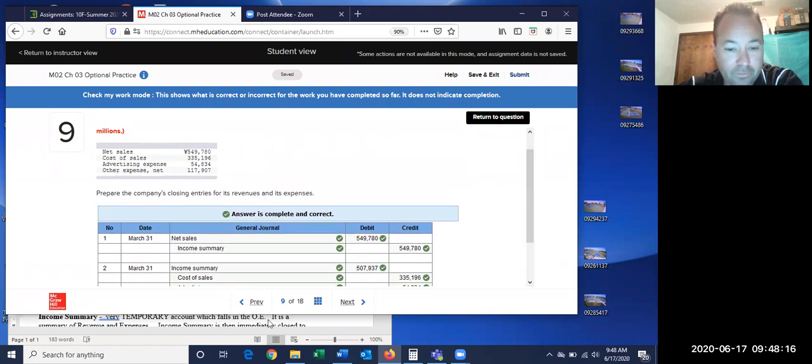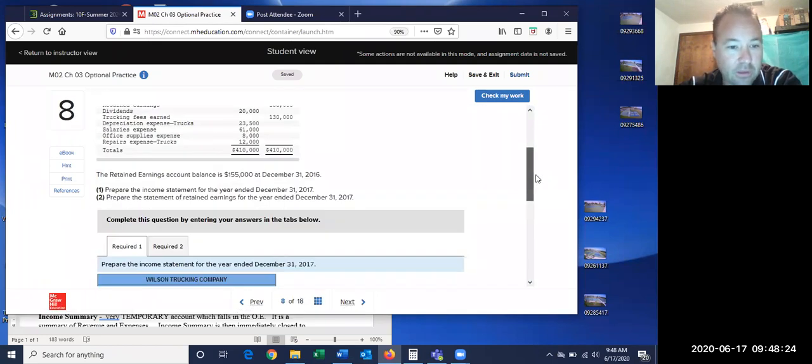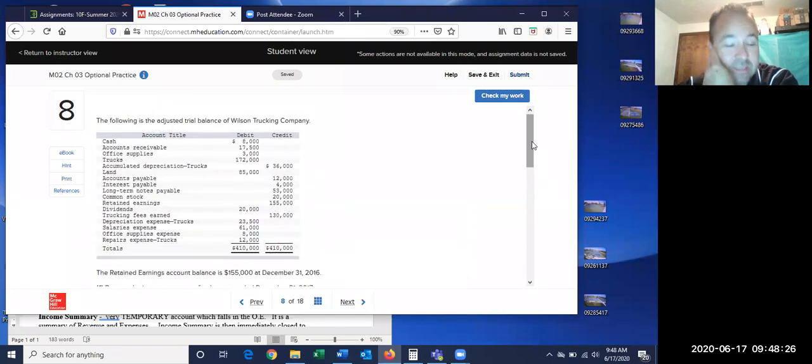Okay, now let's go back to number 8. We are going to use this to do number 8 and then number 10. I don't know why they skipped a number like that. Number 8 deals with the income statement and then also the retained earnings statement. And then number 10 finishes out the same problem by doing the balance sheet. So this is kind of a review, but it's going to help us to see where the retained earnings numbers come from.